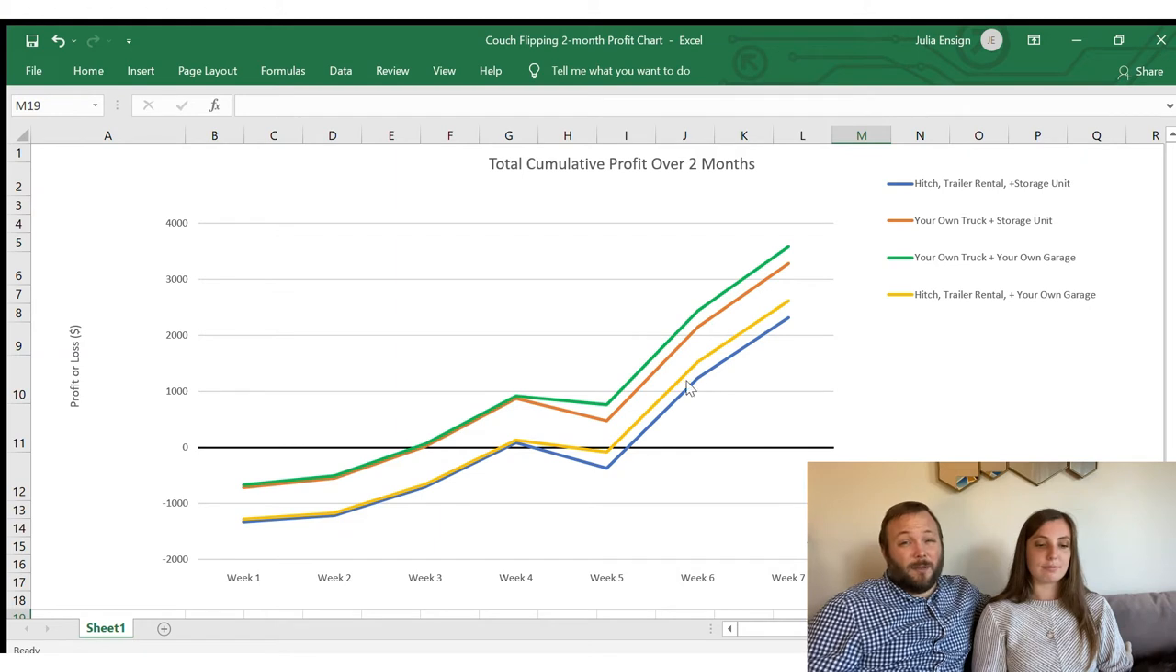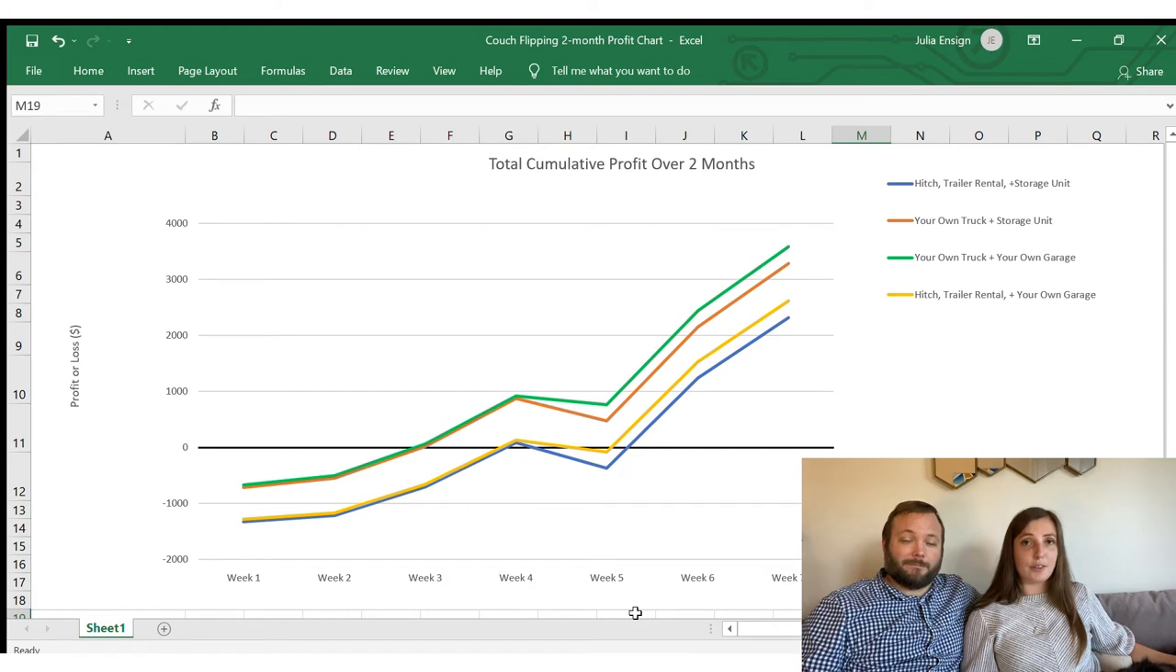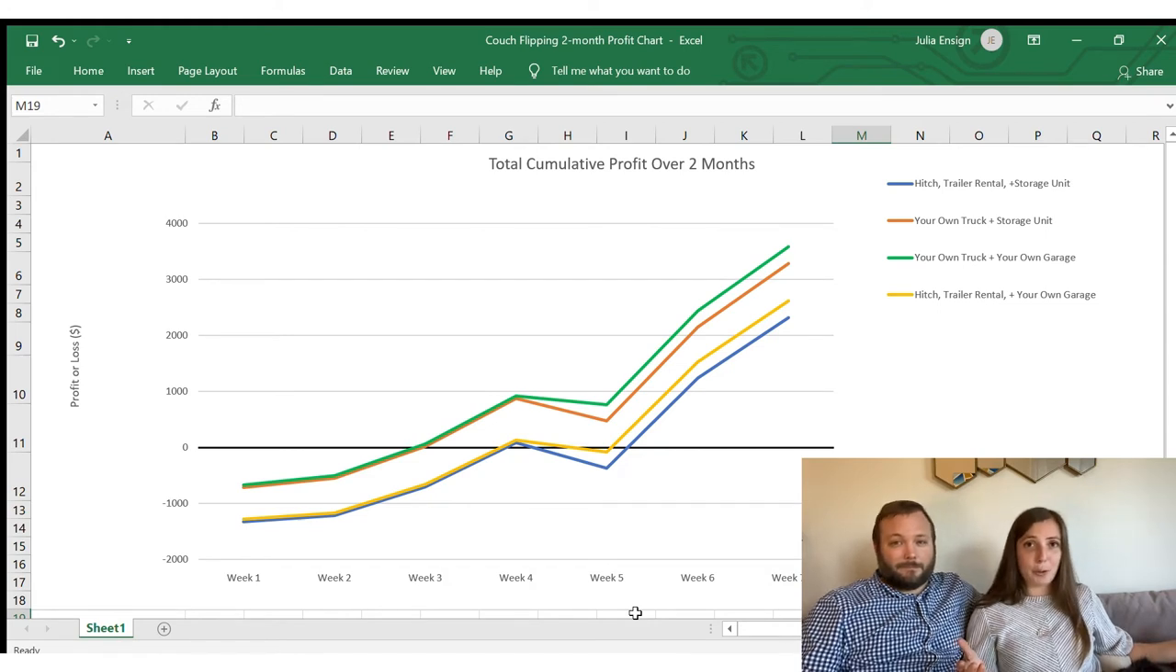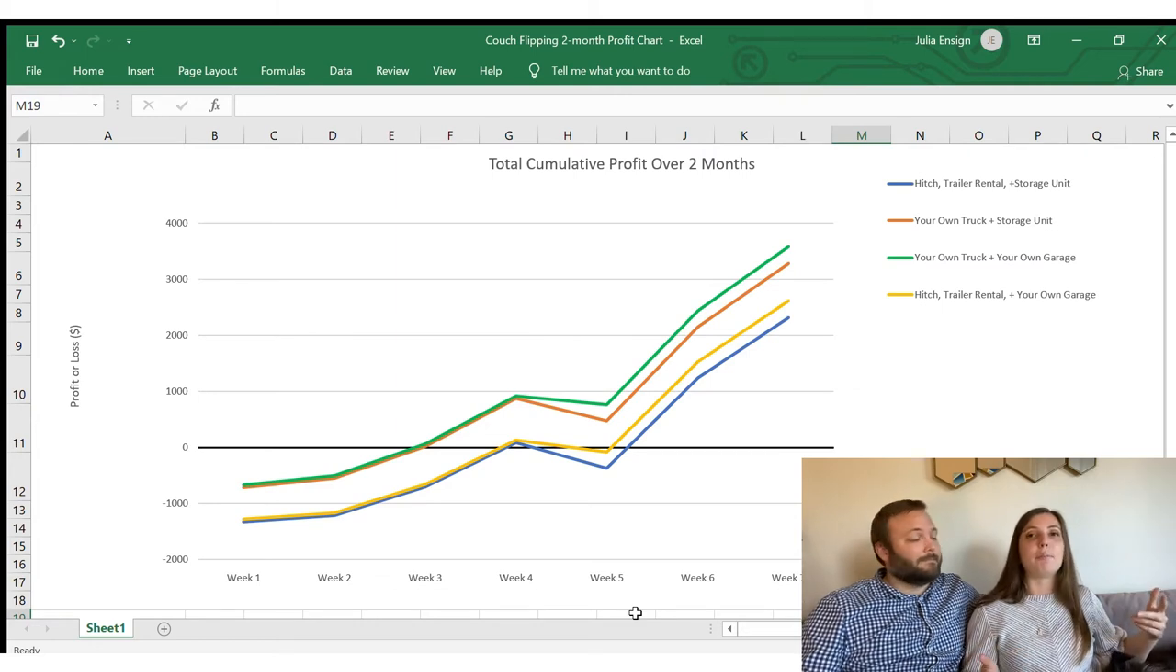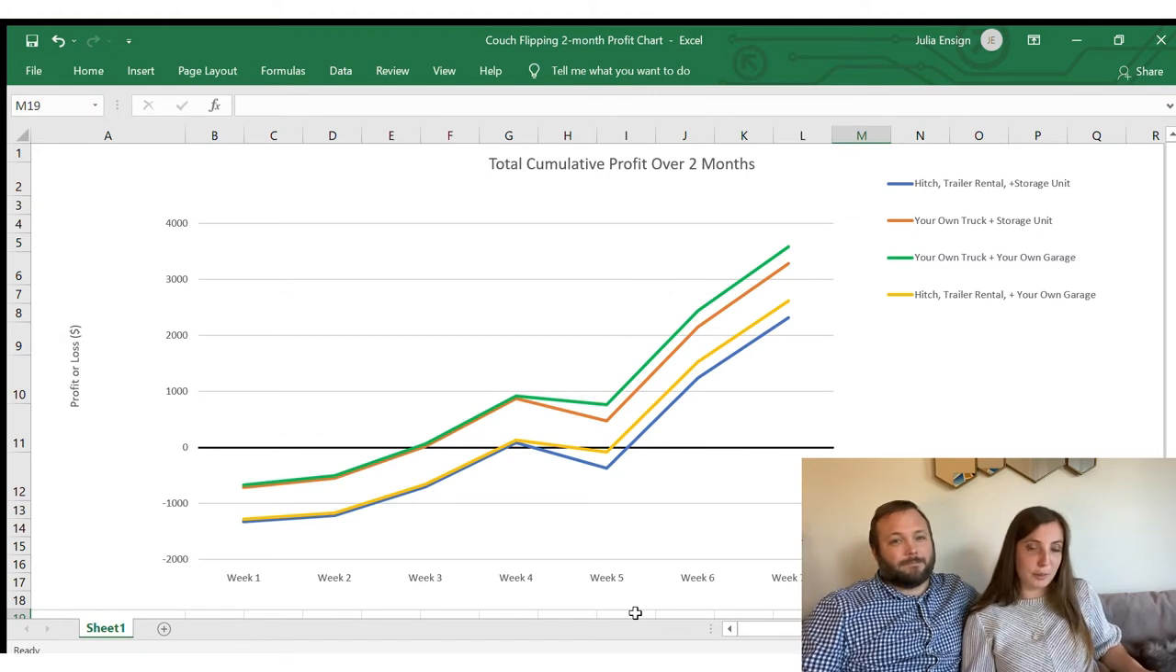You'll notice there is a dip going from week 4 to week 5, and that's going to be attributed to us spending money on couch inventory, not storage unit or trailer hitch rental. Obviously, the lowest cost option would be to already have your own truck and to have your own garage. And just to let you know, our storage unit is about 10 feet by 20 feet. So that's probably like a small two-car garage, very small, or quite a large one-car garage, just for perspective on your own garage space that you might have.